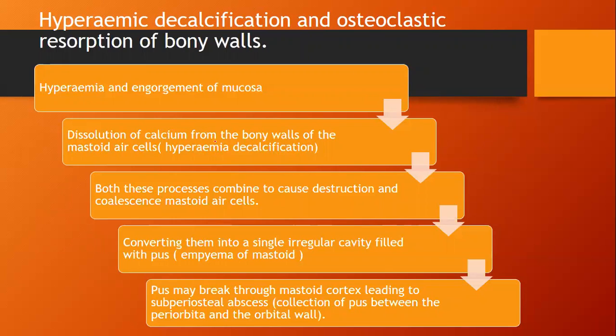Then, dissolution of calcium from the bony walls of the mastoid air cells. In the later stage, calcium will be dissolved or reabsorbed from the bony walls of the mastoid air cells, so that hyperemia and decalcification can happen. Both these processes can cause destruction and coalescence of mastoid air cells. Because of hyperemia and decalcification, destruction occurs. The mastoid air cells are destroyed, converting them into a single irregular cavity filled with pus.